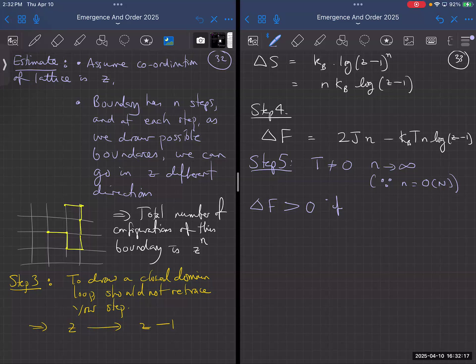let's see, yeah, if T is less than 2J over k_B log of (z minus 1).